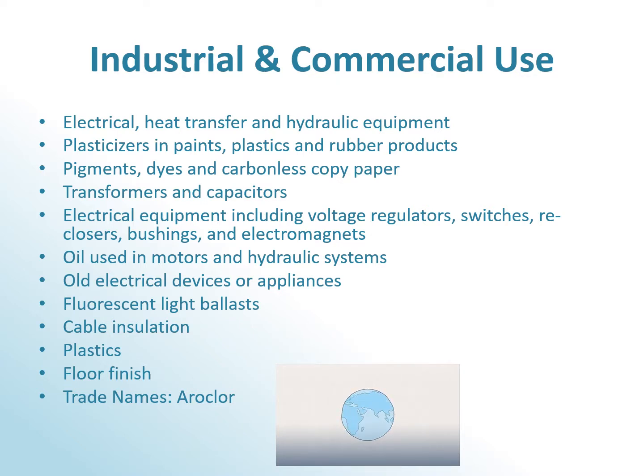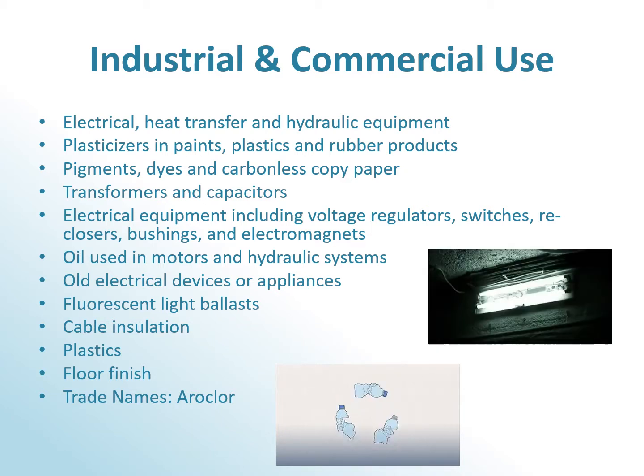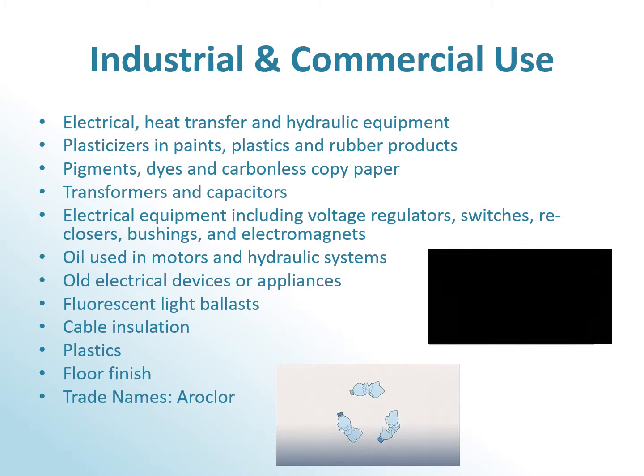Some of the industrial uses of PCBs were electrical heat transfer and hydraulic equipment, cable insulation, and the production of plastic. Some of the pre-1979 products where PCB is still found are floor finish, plastics, fluorescent light ballast, oils used in motors, transformers, and capacitors, and many more. One of the common trade names for PCB mixtures is Aroclor, which was produced from 1930 to 1979.